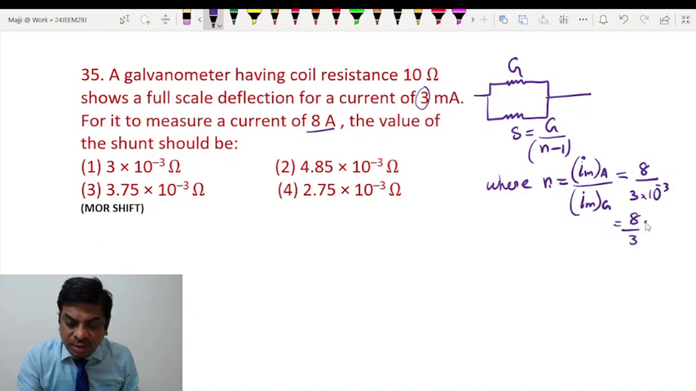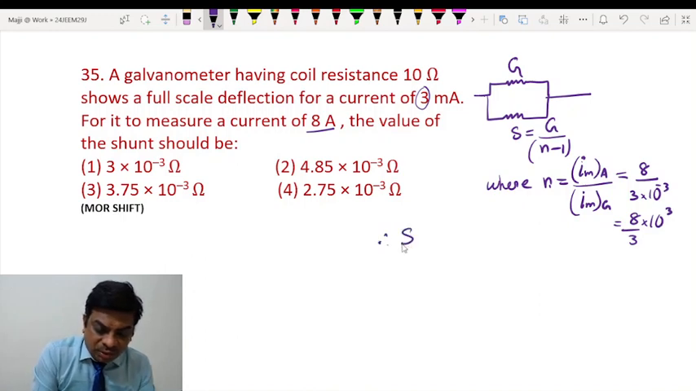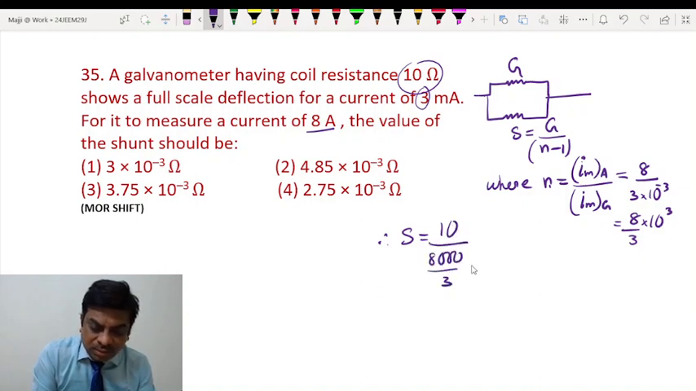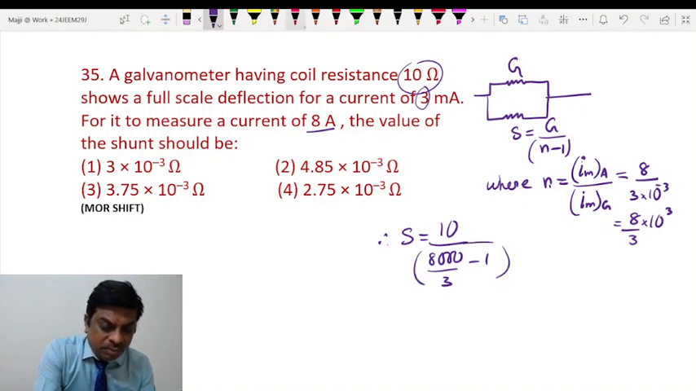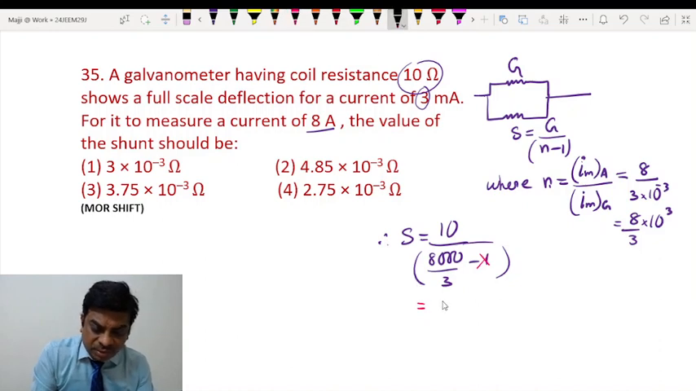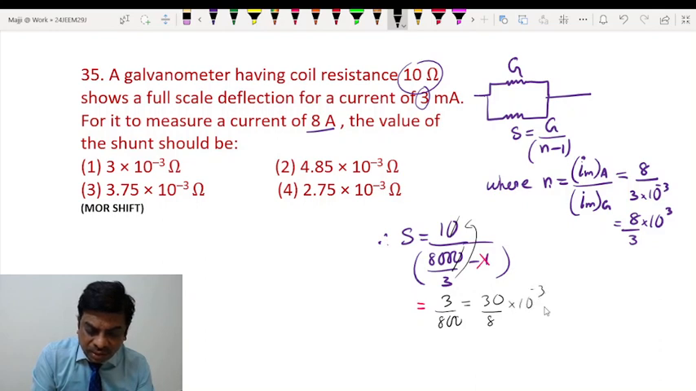So 8 by 3 into 10 power 3. This is N. So therefore shunt will be G, galvanometer coil resistance is 10 ohm. So 10 upon 8000 by 3 minus 1. So you can simply ignore this minus 1, students, in comparison with 8000. So we will be left with 3 upon 800. This 3 goes up, 0 gets cancelled here. So in other words you can call it as 30 by 8 into 10 power minus 3.